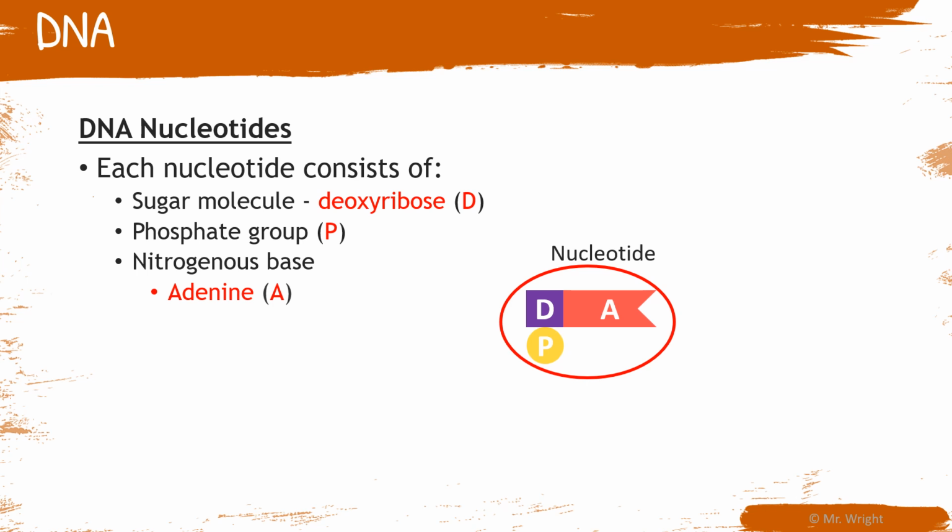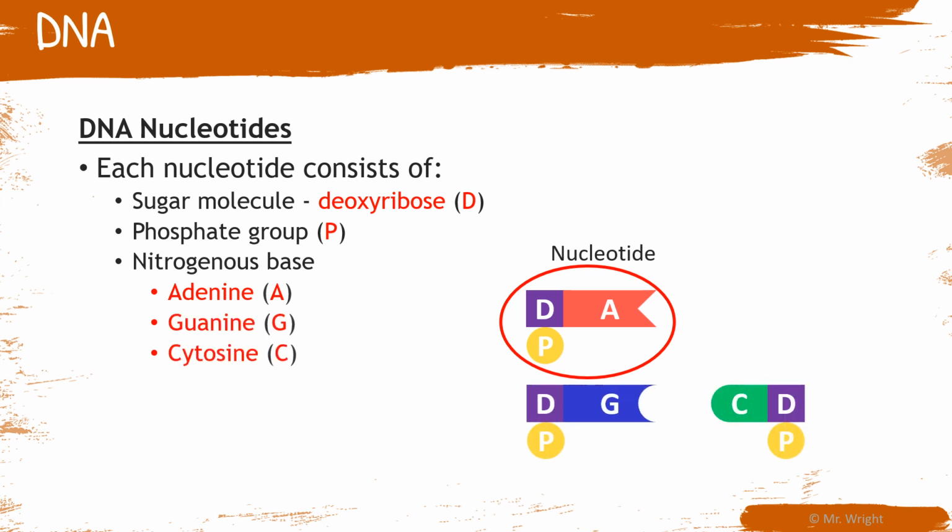The first nitrogenous base is adenine, then guanine, cytosine, and thymine. We use the letters A, G, C, and T to depict the 4 different nucleotides that make up DNA.